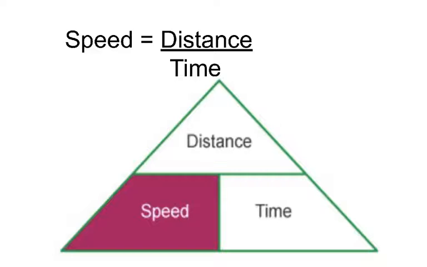And it's a pretty simple formula. Speed, and we're talking primarily about average speed right now, equals distance divided by time. So we'll come back to this triangle.